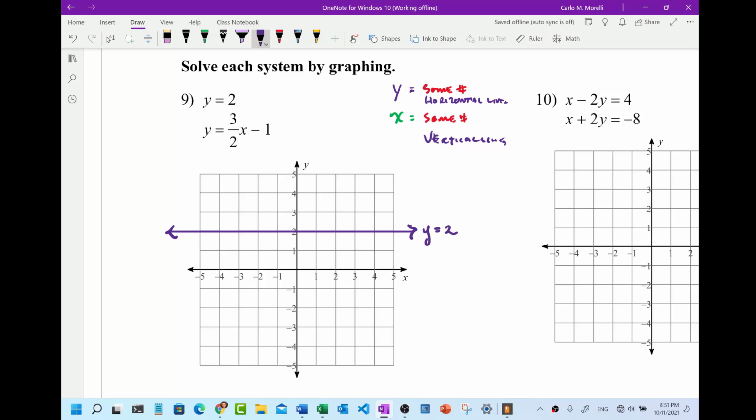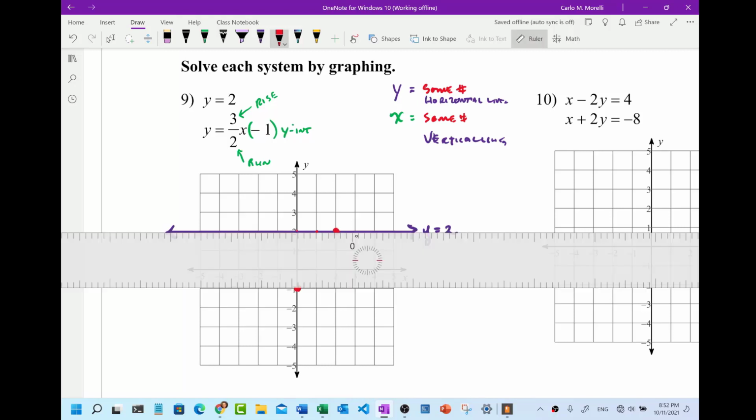Now we're going to plot this one. So quick review, that's the rise. That's the run, and -1 is the y-intercept. So when I start to plot this, I want to go to the y-intercept at -1 and put a little dot. And then what I want to do is go up 3 over 2. So up 1, up 2, up 3 over 1 over 2 right here.